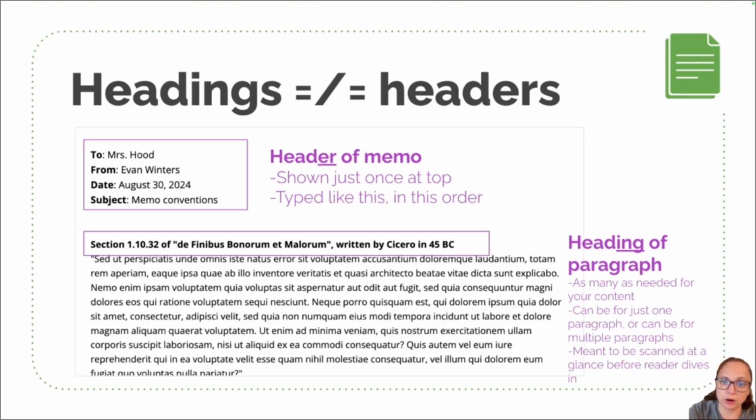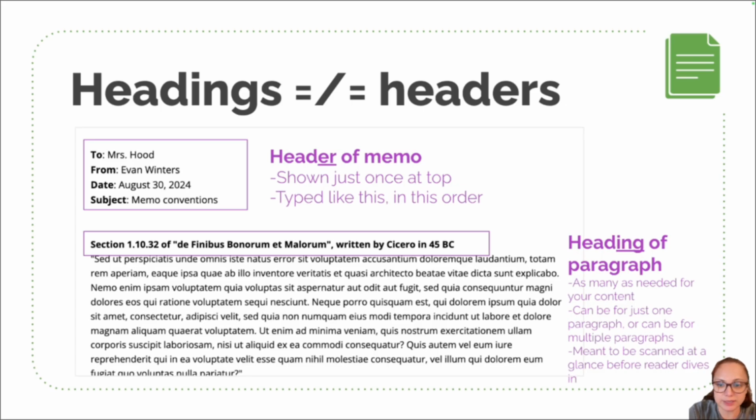So, headers are the chunk of text that go at the top of your memo that is shown in the memo one time on the first page. It shouldn't repeat on each page and take up space on each and every page, just on the first page. But they always go in this order, at least for our memos. They go to, from, date, and subject, each on their own line.